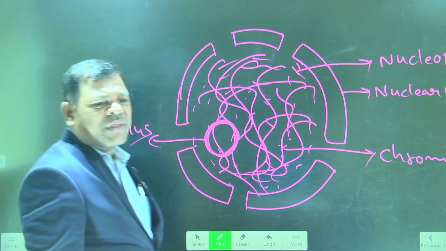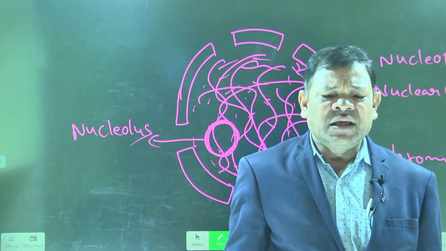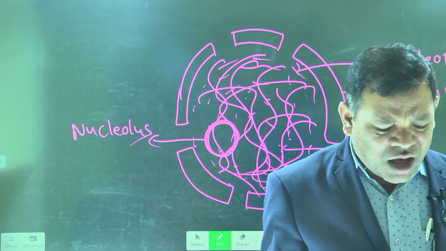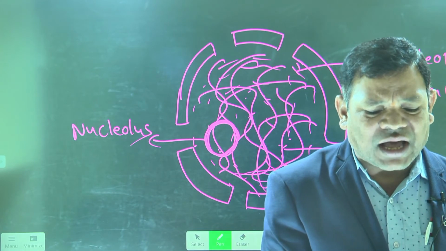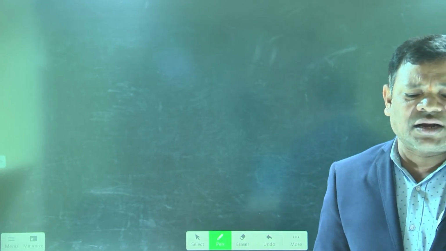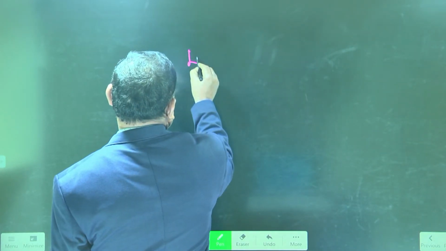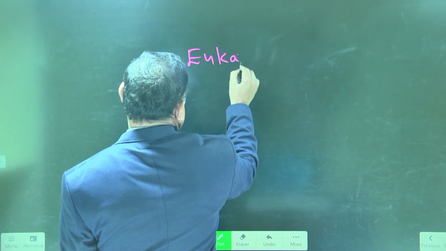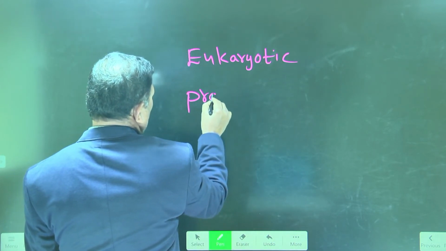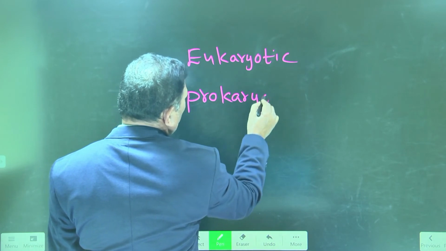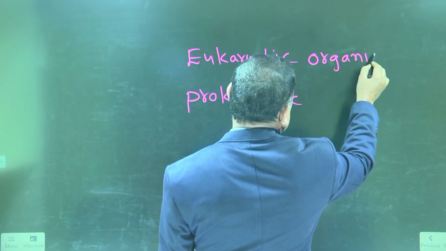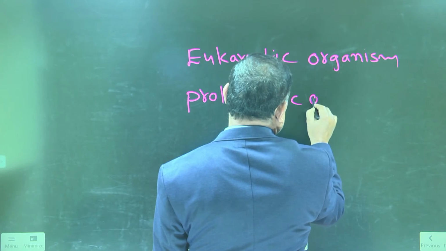Here, my point is that organisms are again classified into two types: prokaryotic organisms and eukaryotic organisms.